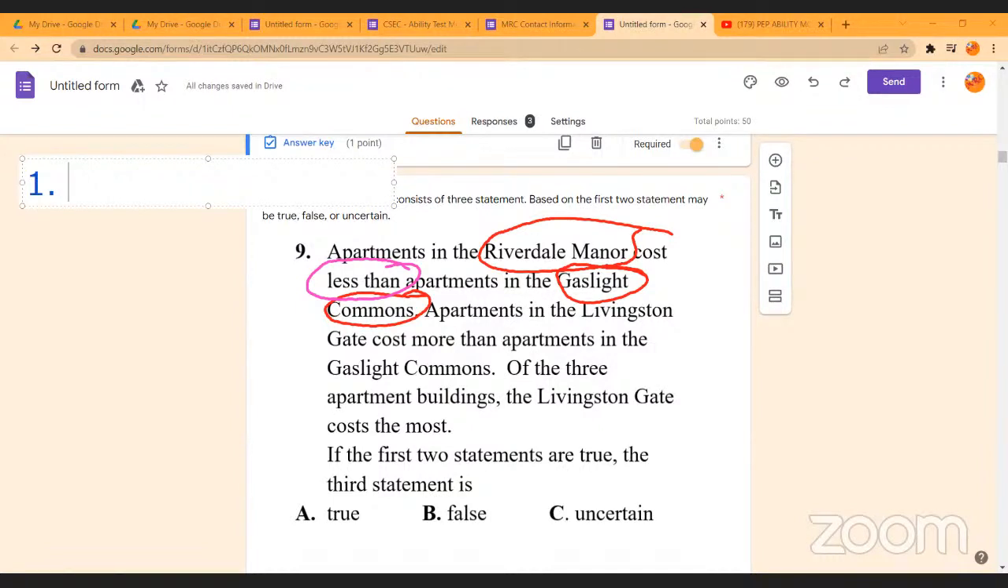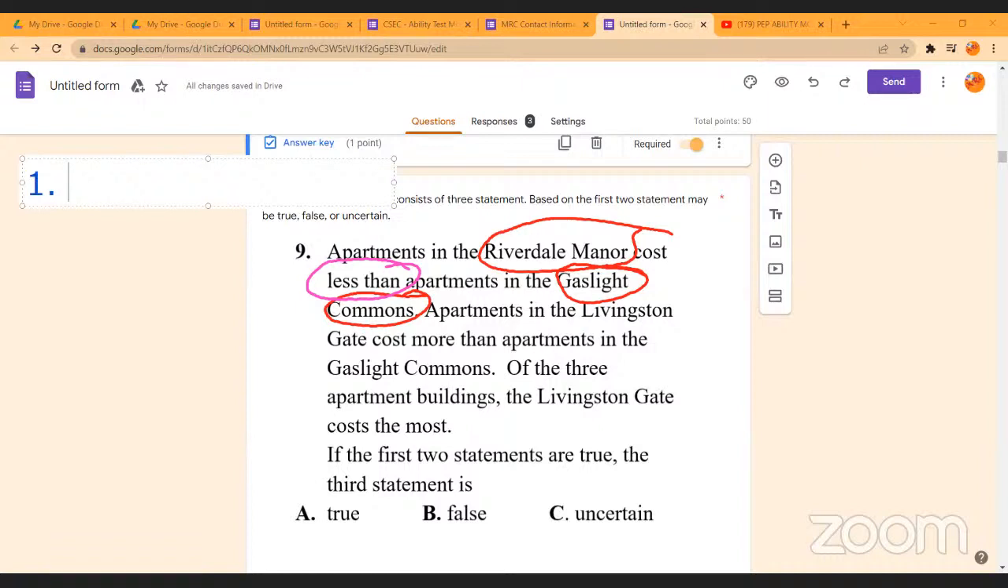So let's read the statement again together, Santina. Let's go together. Apartments in the Riverdale Manor cost less than apartments. Hold on, Santina. Less than.